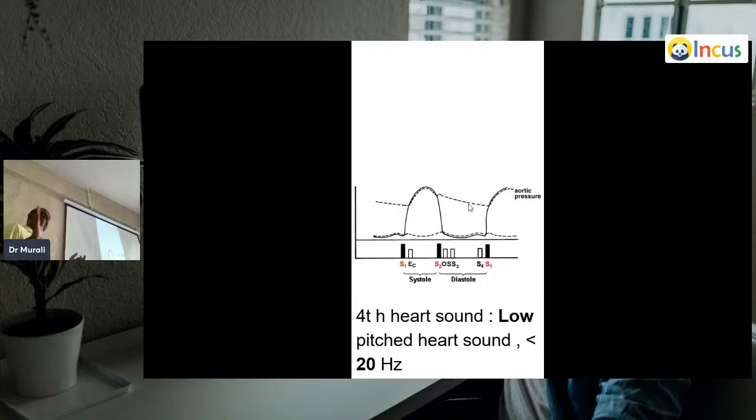Lub means the AV valve closed, the ventricle contracted. S2 means the end of the contraction, the aortic valve closed. Between the lub and the dub, what is the ventricle doing? Systolic. Between dub and lub, what is the ventricle doing? Diastolic. Lub and dub, systolic. Dub and lub, diastolic. S3, S4 are diastolic. That's the reason. Where do you listen to them? You listen to S1, you listen to S2, then lub, then dr, then once more lub.